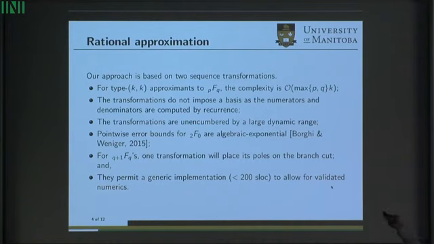At the very end, I'll talk about pointwise error bounds, so convergence rates for 2F0. So this is a formally divergent generalized hypergeometric function, and they're algebraic exponential, and that surprisingly was only proved in 2015, although it's folklore that root exponential is what you get when you use rational. So one of them is actually going to place the poles of q+1 F q's on the branch cut. The other one is actually going to fail.